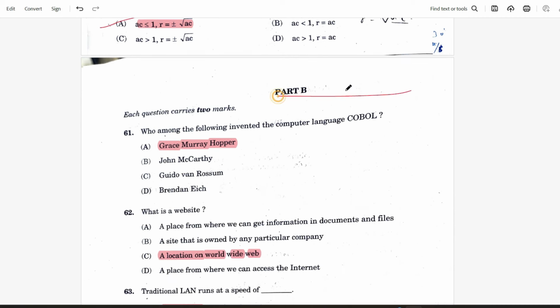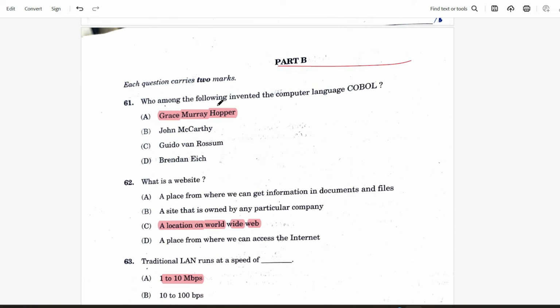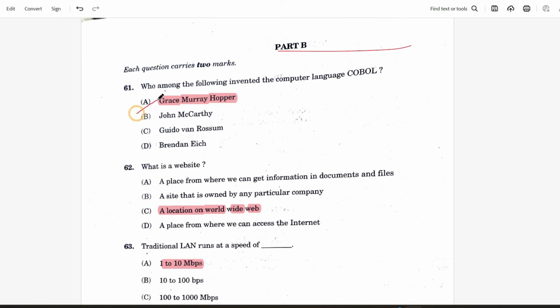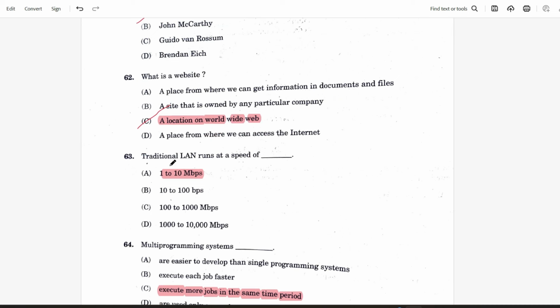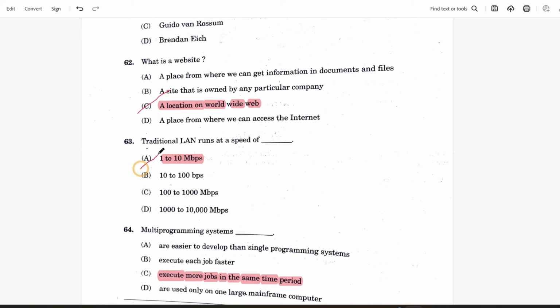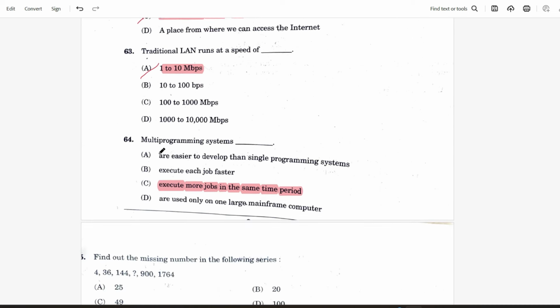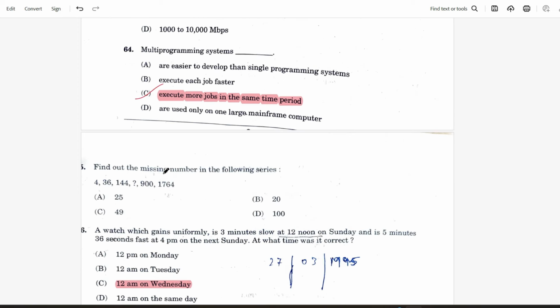Next we come to part B. The 61st question is from the computer, option A. And what is website allocation in the World Wide Web, option C. Then traditional LAN run speed is 1 to 10 Mbps, and a multi-programming system executes more jobs in the same time period, option C is the right answer.